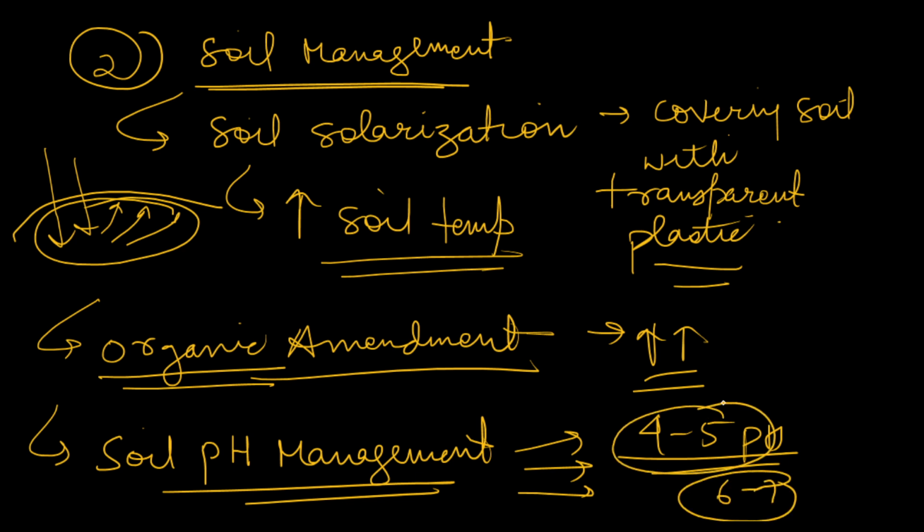So what happens, the nematode which was highly growing in this 4 to 5 range of pH will not be able to grow in this 6 to 7 range of pH. So soil pH management is very important because every organism has a certain preference of soil pH, and altering those pH will help to manage those organisms. And here we have to write about nematodes. So this was about soil management.